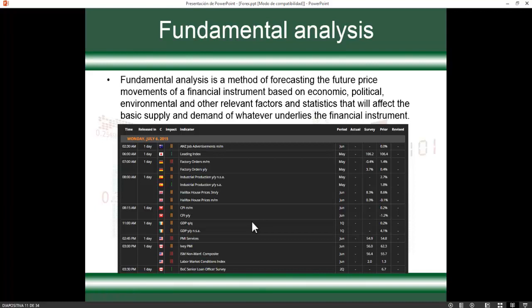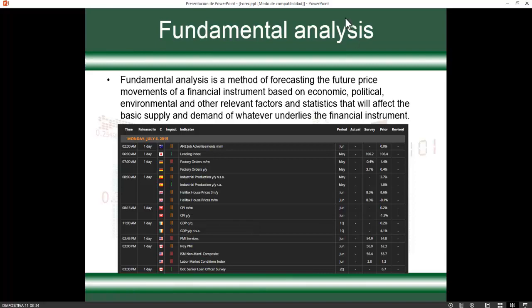But yes, fundamental analysis is another way to look at the market. It's basically an analysis method, a method of forecasting future price movement, but instead of on the charts and price only, it's based on the economic, political, environmental, and all the relevant factors. You have so many different factors that influence the price. Depending on the impact of these factors, the price will move more or less.